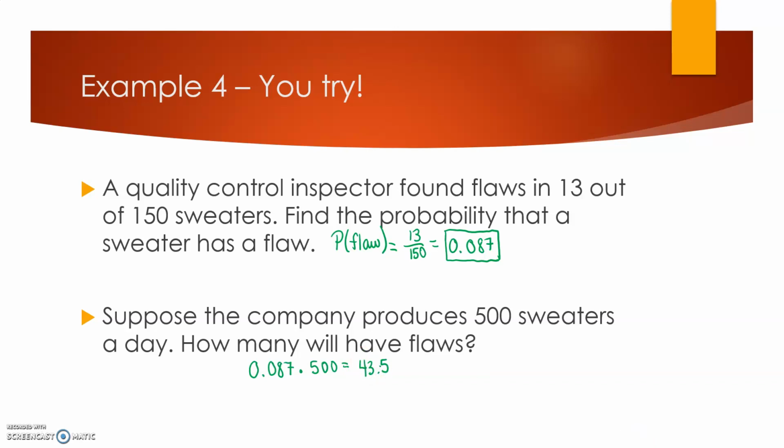But let's think about that for a second. Does this make sense? Does it make sense that we would expect 43.5 sweaters to have a mistake? No, we can't have half of a sweater have a mistake. So we have to make a decision if we're going to round up or round down. And honestly, I'm not going to be too picky. If you round down to 43 or round up to 44, that's fine. Most companies, what they would do is they would actually round up because they want to assume the worst case scenario. They want to say 44 sweaters will have flaws.